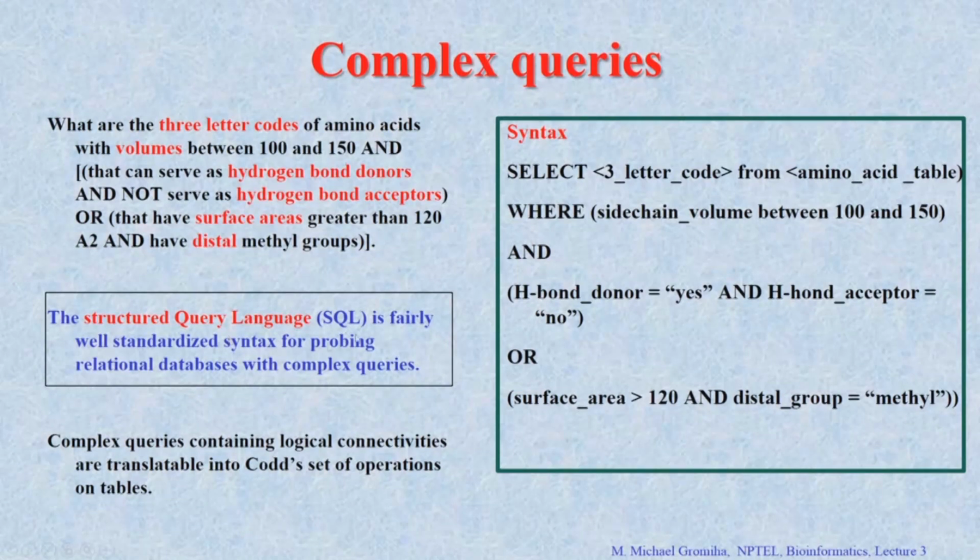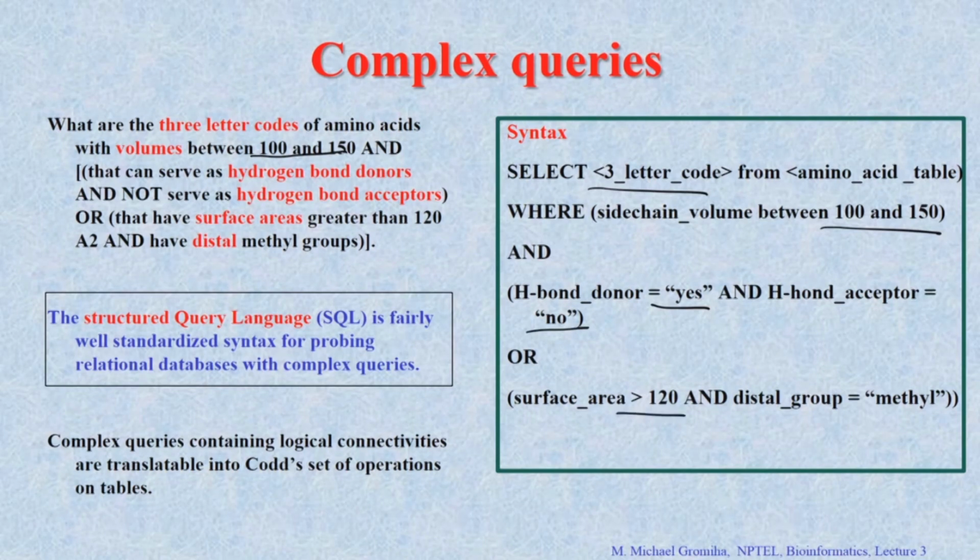So here we use the structured query language, that is called SQL. It is a well standardized language. You can get any complex query from a relational database. So here is the syntax. First it is the 3-letter code, that is the code you need, and the conditions from where: the side chain volume between 100 and 150, okay, this will fulfill these conditions. Hydrogen donor, yes. Hydrogen acceptor, no. And then what is the next condition?